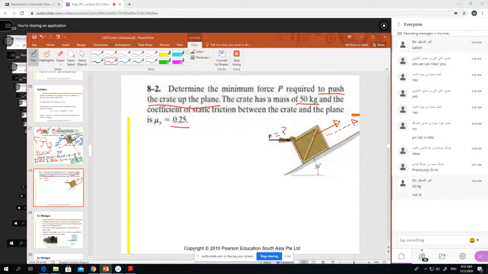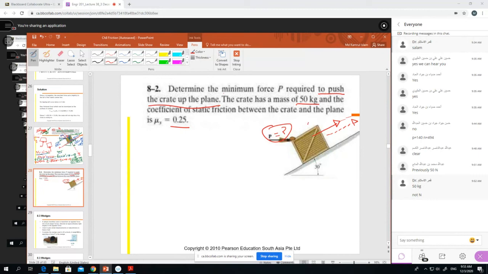Is the question clear? Tell me please. Are you clear about the question? It is important. So here they are saying that the force will be directed upward. What is the required force if you want to push the crate, the box, upward, right?